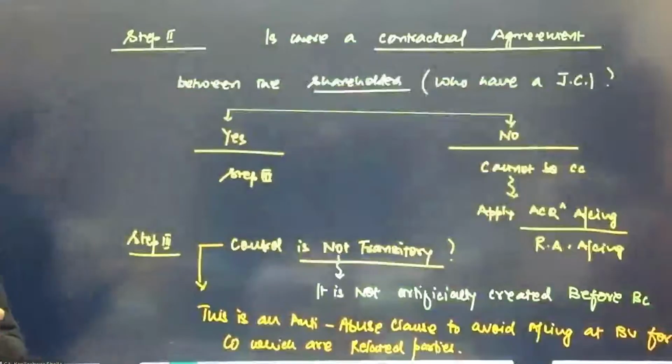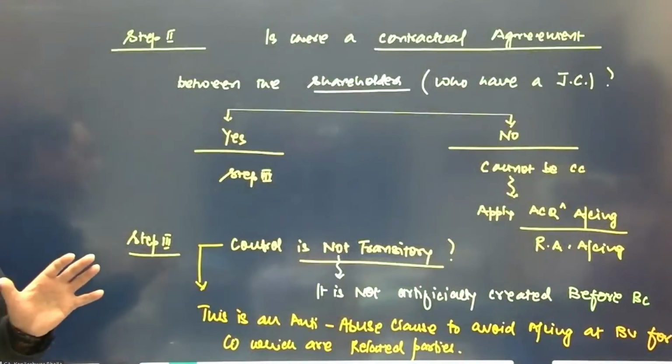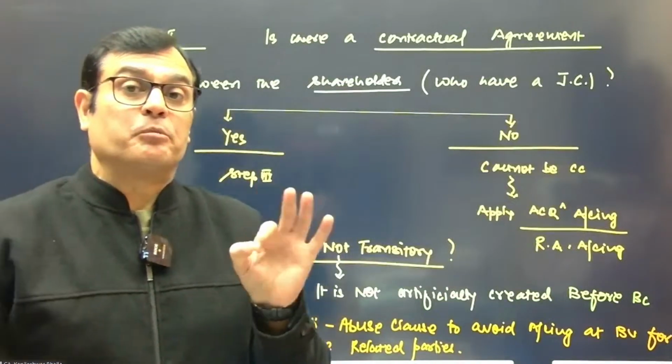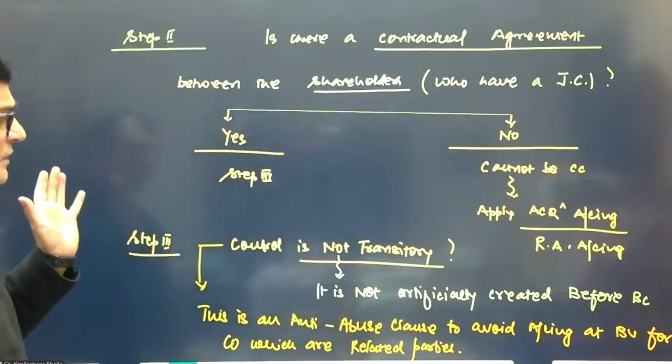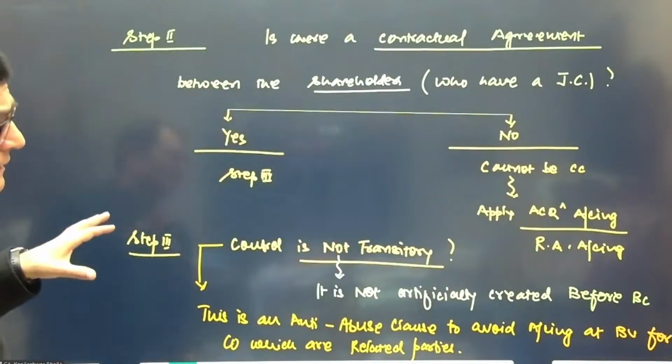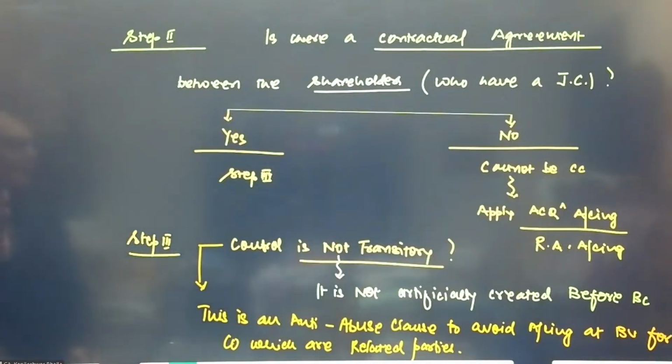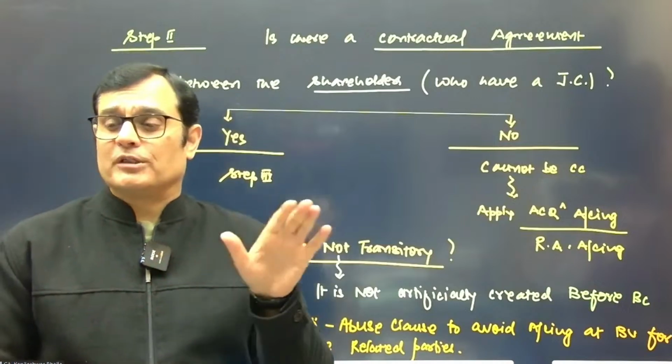So the standard says that the control which you see pre and post business combination should not be something which has been temporarily created. You need to ensure that this control was there for a pretty long time. Now, what is that period of time, of course, is not defined in the standard.